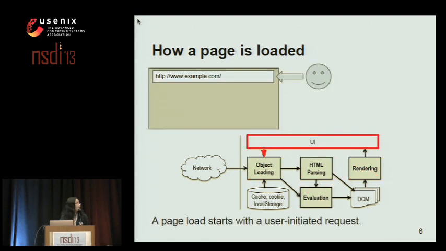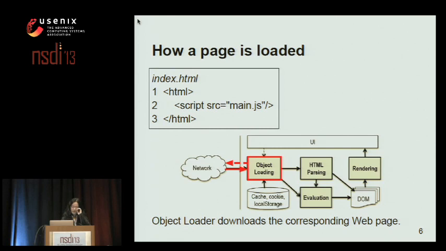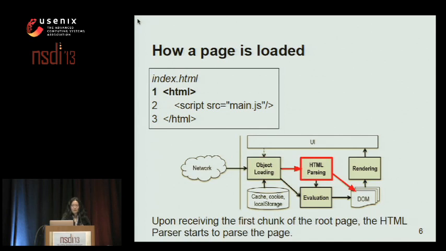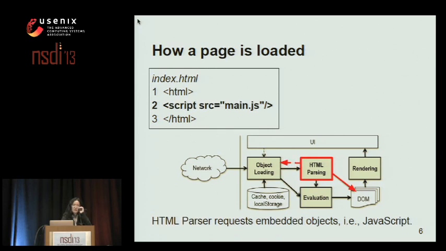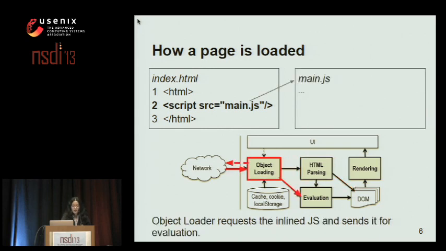Now let's look at the workflow of how a page is loaded. A page load starts with a user-initiated request, and the object loader downloads the corresponding web page. Upon receiving the first chunk of the root HTML page, the HTML parser starts to parse the page and adds to the DOM. When it gets to the script tag, the HTML parser requests the embedded JavaScript. The object loader requests the JavaScript and sends it for evaluation.